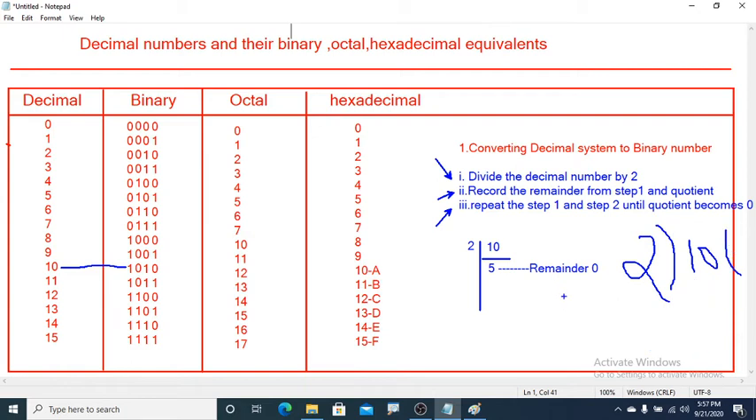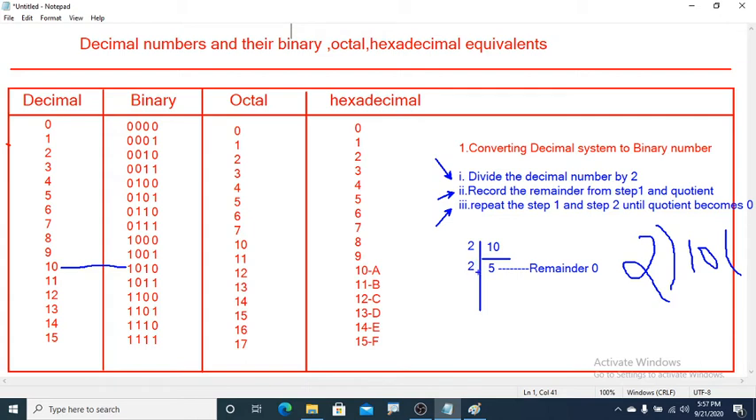Let us move on. Again I am dividing the decimal number by 2, and recording the remainder and quotient. What is step 3? Repeat step 1 and step 2 until the quotient becomes 0. So I am repeating step 2 again, dividing by 2.